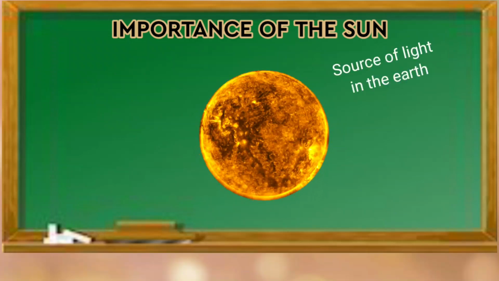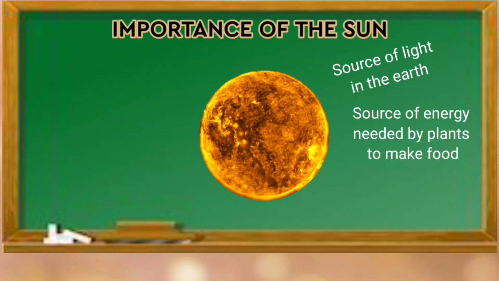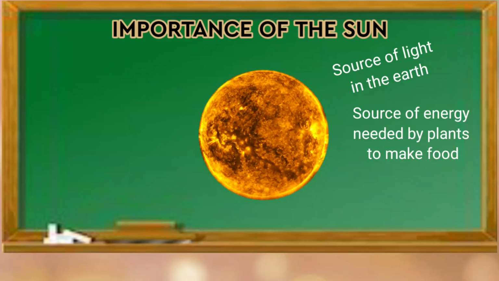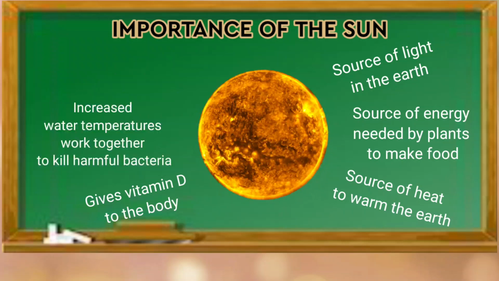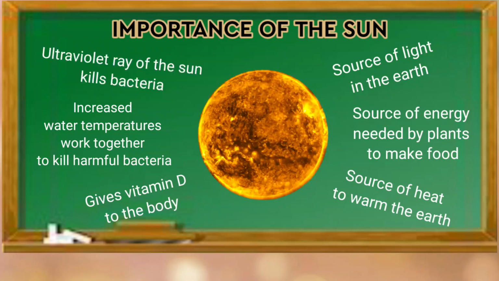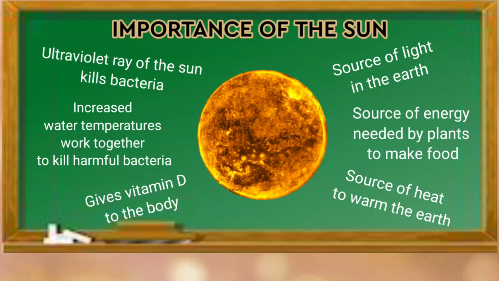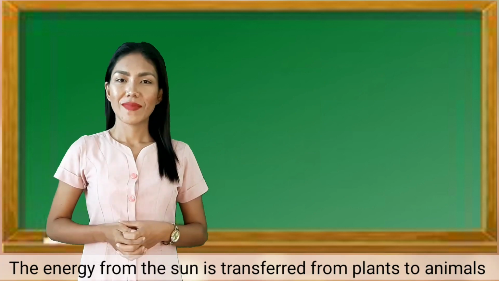First, source of light in the earth. Second, source of energy needed by plants to make food. Third, source of heat to warm the earth. Fourth, gives vitamin D to the body. Fifth, increased water temperatures work together to kill harmful bacteria. Sixth, ultraviolet ray of the sun kills bacteria.